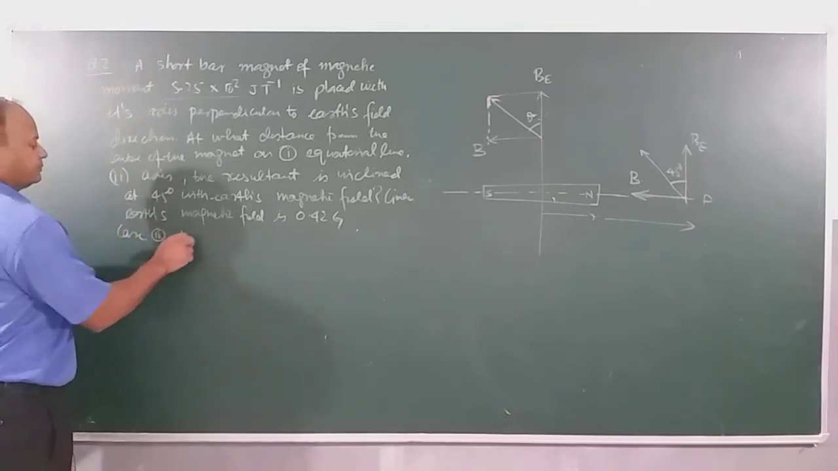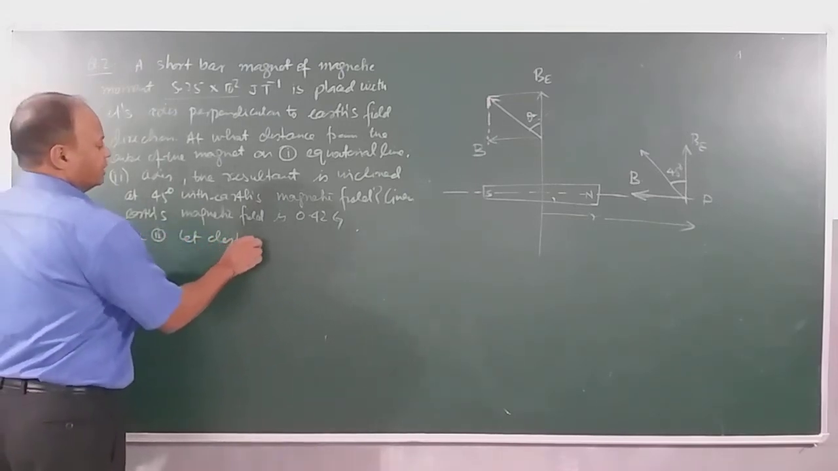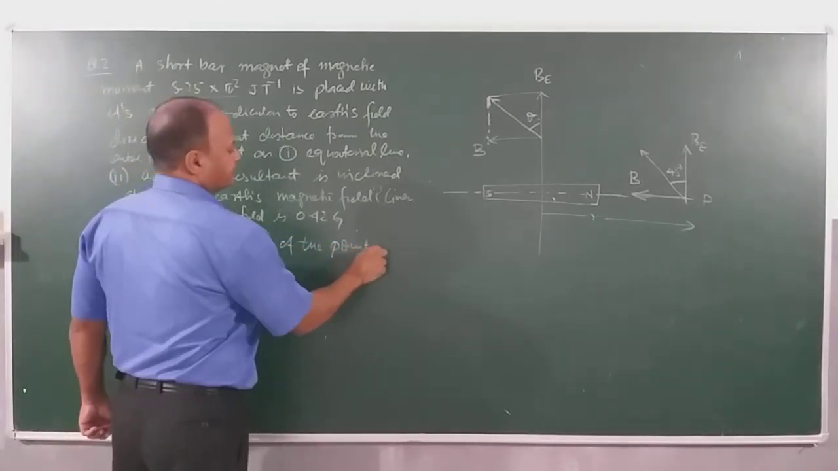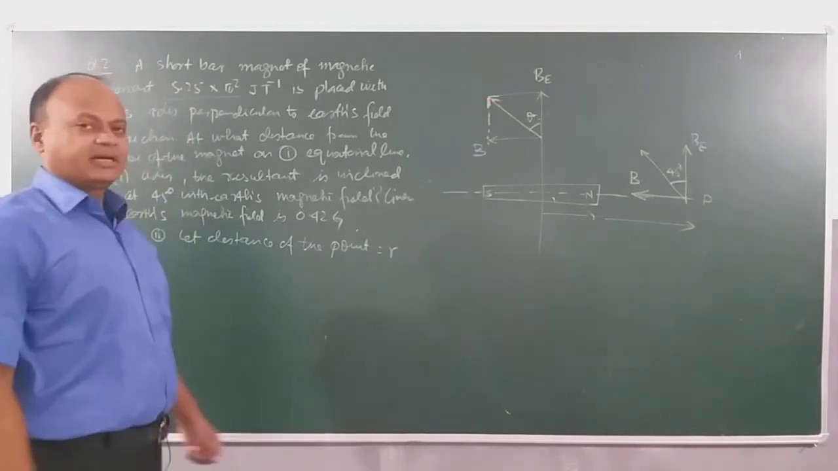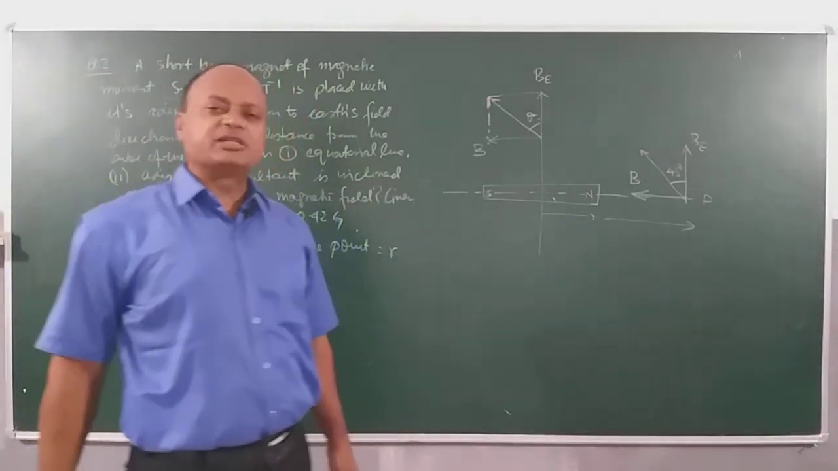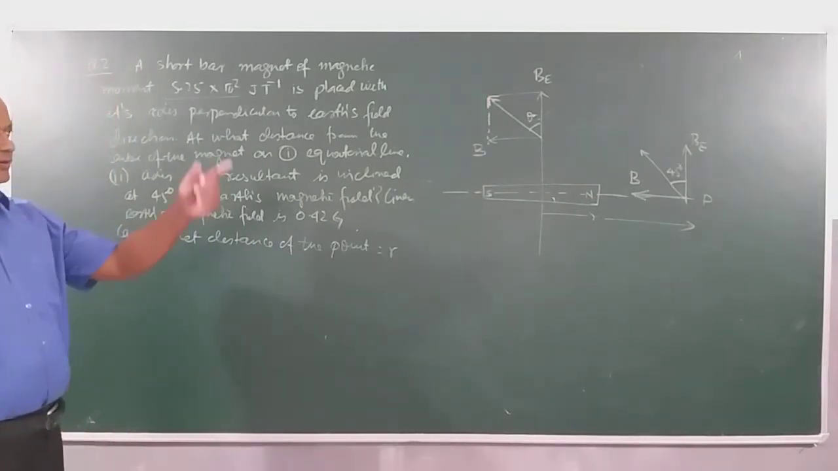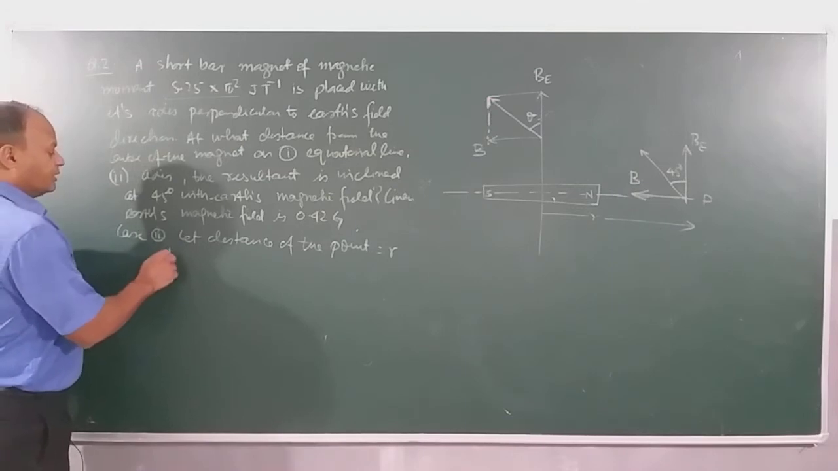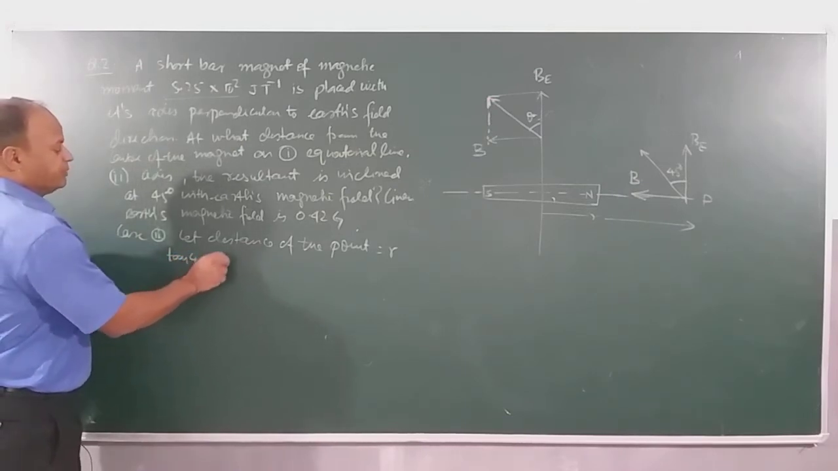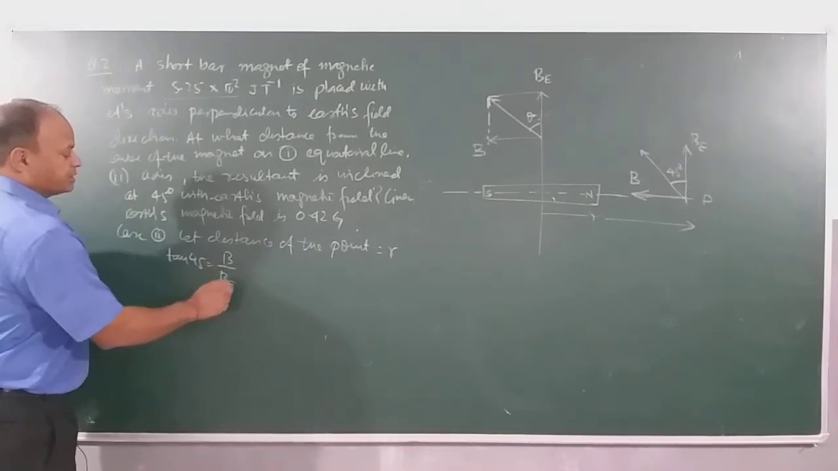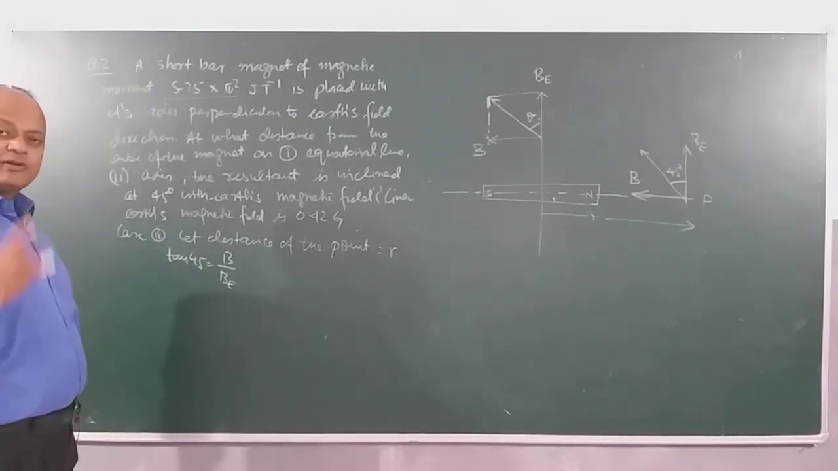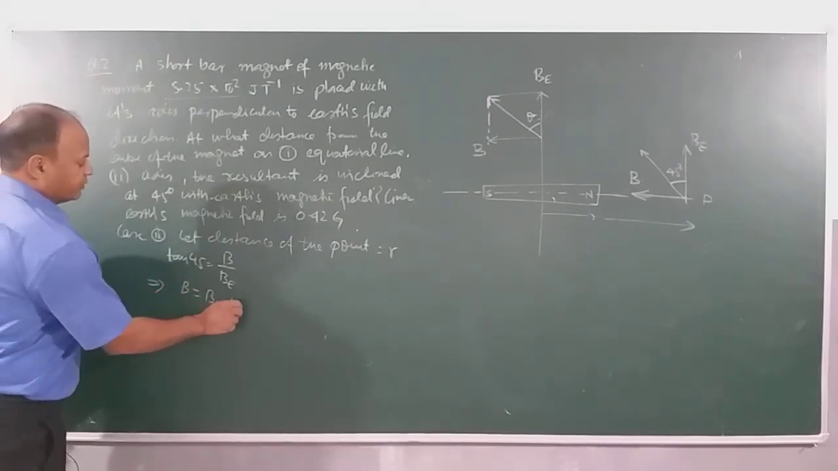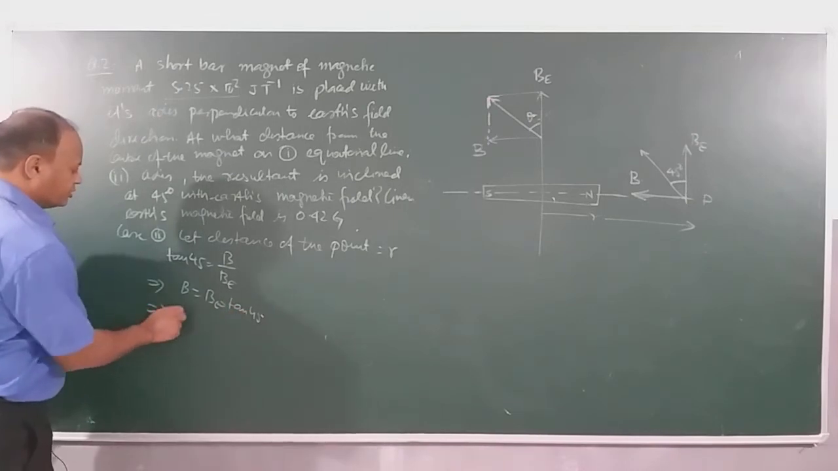So case 2 I will do. Case 2, let the distance of the point be R, and you know in case of a bar magnet all the distances are taken from where? From the center of the bar magnet. So from the vector diagram again we know that tan 45 is equal to B by B_H, just as we did earlier. How much is tan 45? That is 1. So this shows that B is equal to B_H tan 45. So B is equal to how much here? B_H, right?